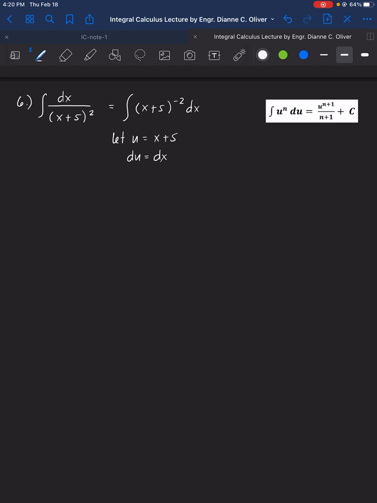Now, imitating this pattern, the integral of u raised to n and then the derivative of u, so that we can proceed with this pattern of the answer. So we now have u, which is x + 5, then the exponent of negative 2, and the du here is dx. So as you can see, unlike in the previous video, we need not balance it by putting a constant in this portion, because there is no constant in this portion. Okay?